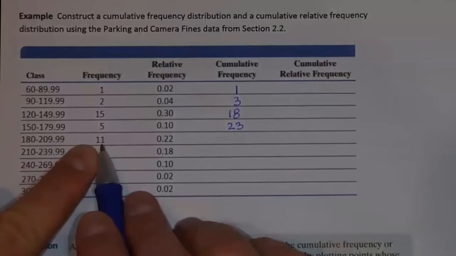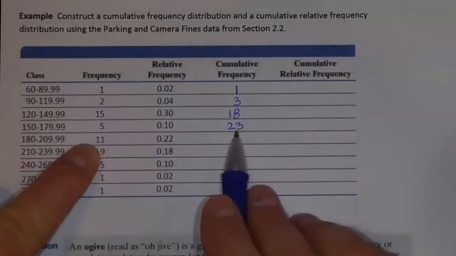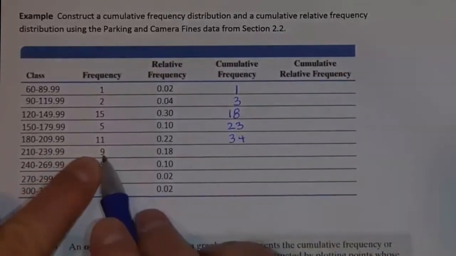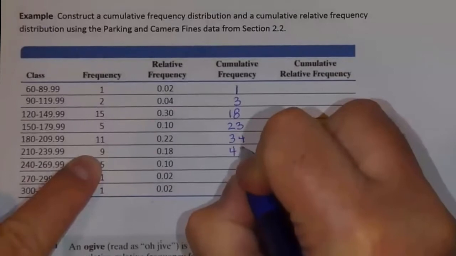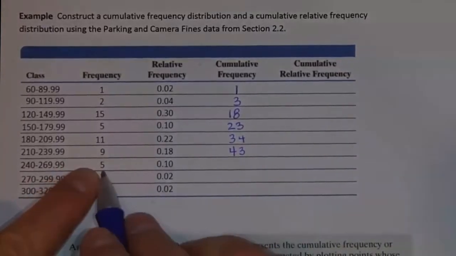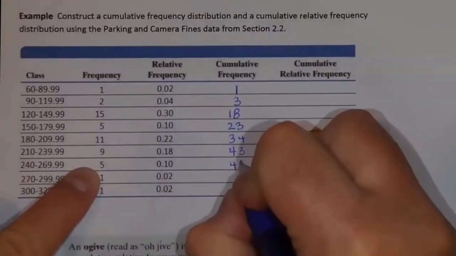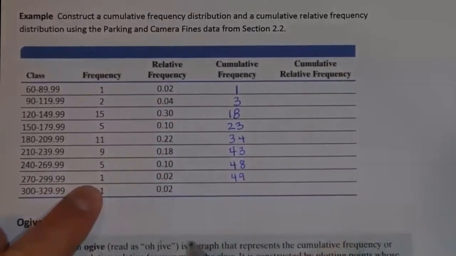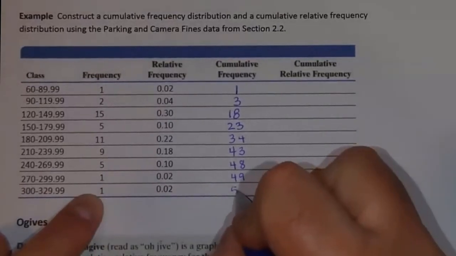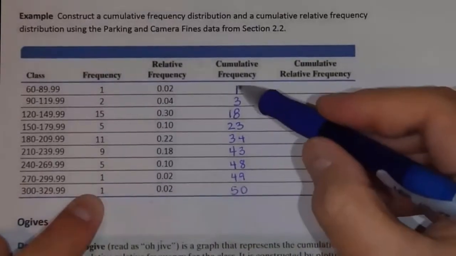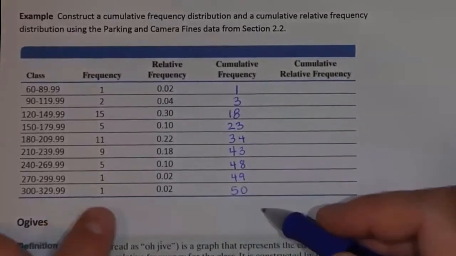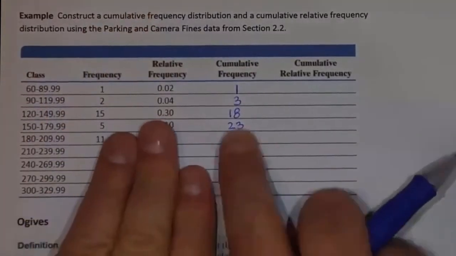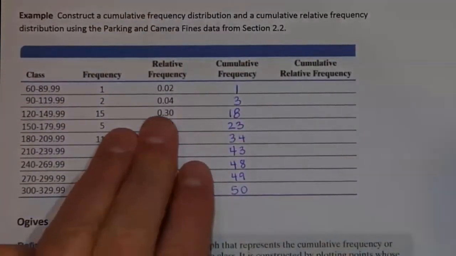Next, the frequency is 11 plus the previous 23. So that's going to be a cumulative frequency of 34. 9 plus the previous 34 gives us a cumulative frequency of 43. 5 plus the previous 43 is 48. 1 plus the previous 48 is 49. And 1 plus the previous 49 is 50. So these are the cumulative frequencies. And so if I have my classes with the cumulative frequencies, that makes up a cumulative frequency distribution.